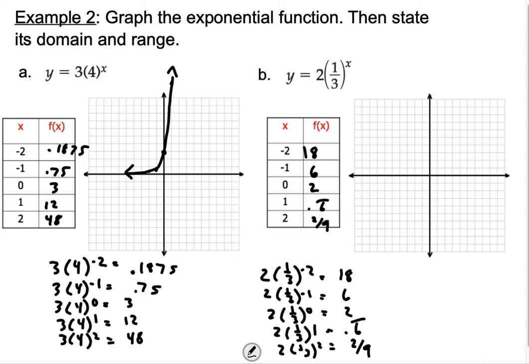So -2, 18, it's too far off my graph. -1, 6. 0, 2, 1, and then it looks like 2/3, a little less than 1, and then 2, and then a little bit down here further. So again, connect my points.